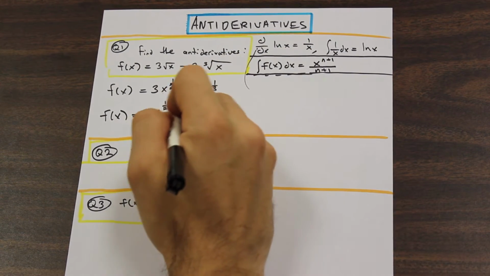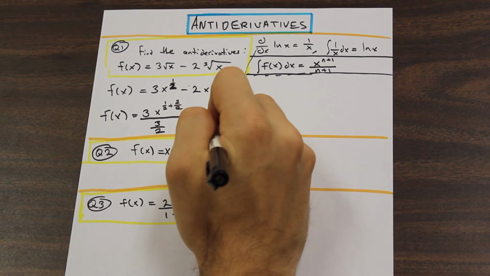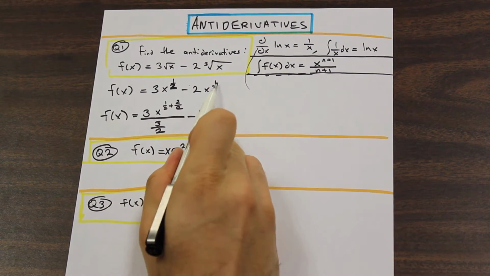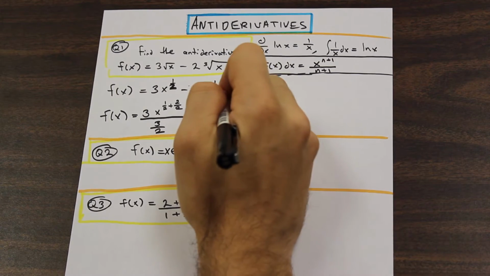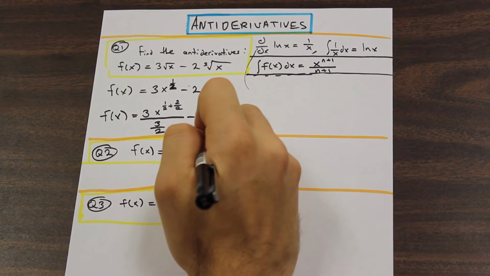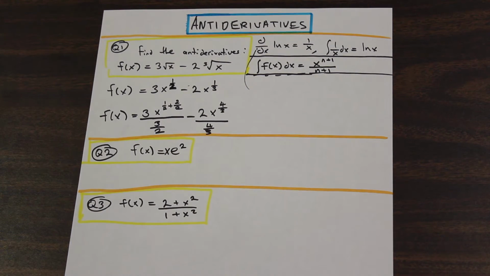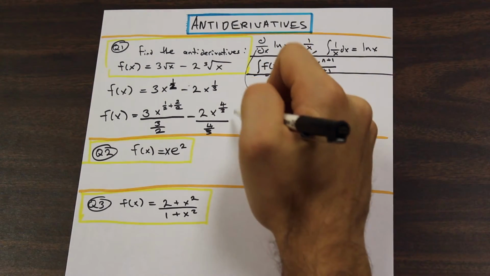Let's do the second one, okay? And I'm not going to write this part, I'll just do it in my head. So we have minus 2, okay, times x to the 1 over 3, we're going to add 1 to that, okay? So that's going to be 4 over 3, and we're going to divide the whole thing by 4 over 3. So that's simple, right? That's the first kind of step in doing integrations and antiderivatives. That's what we just learned right there, no problem.